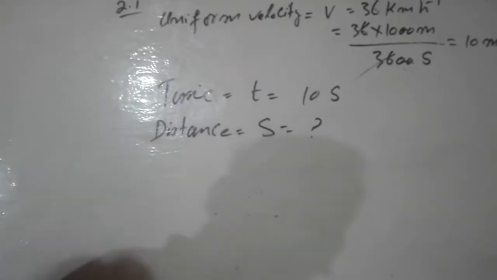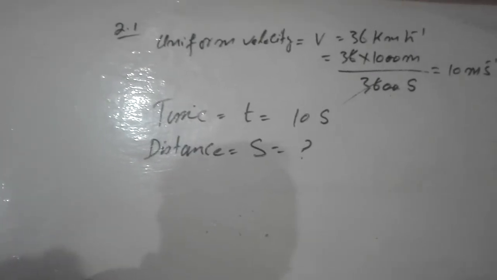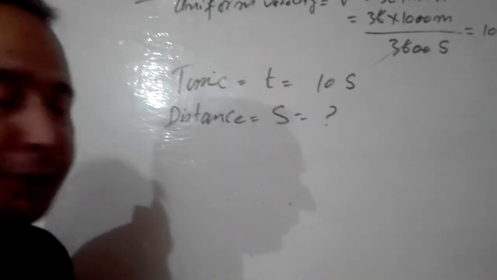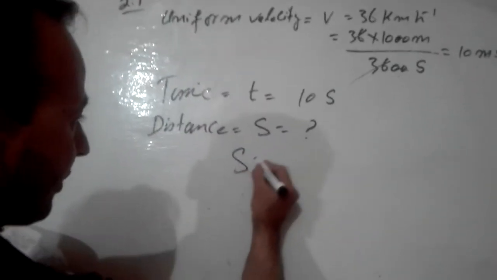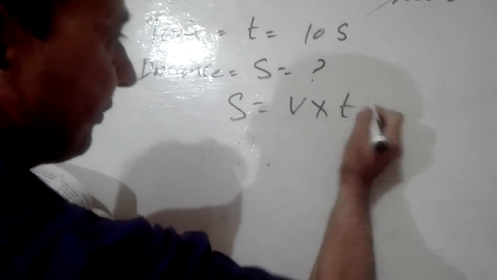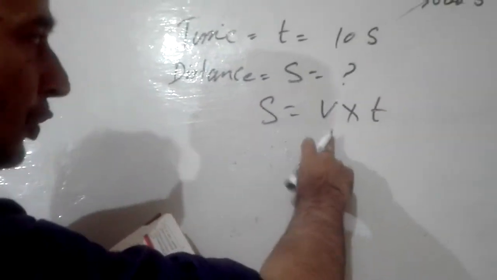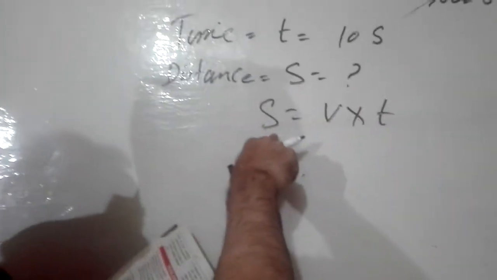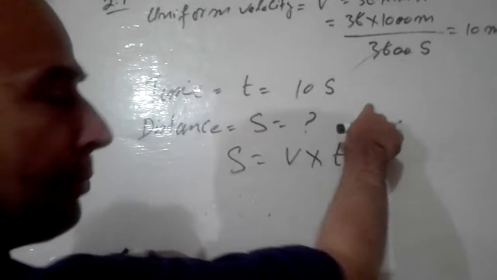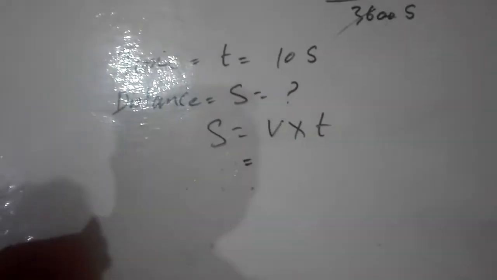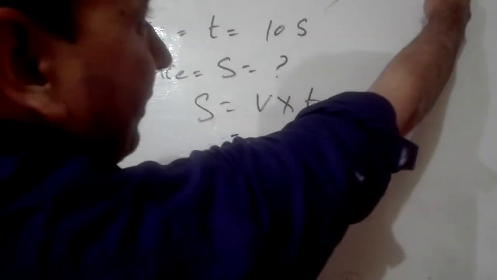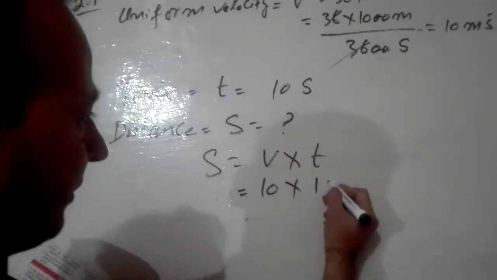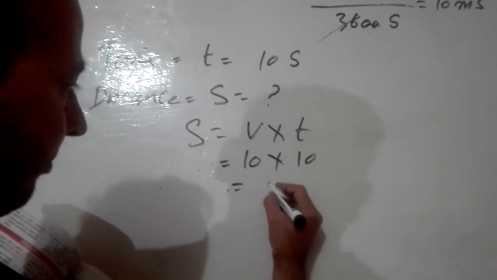After that data, you have to think which equation you will use to find the distance. According to the data given, you have to use the equation. You know S is equal to V into T. V is uniform, also V is average. So this is the general formula to find the distance. This equation will be used because V is given to us and time is given to us, so only put the value. What is the value of V? We have converted it to 10. What is the value of time? That is also 10. So 10 into 10 gives us 100.